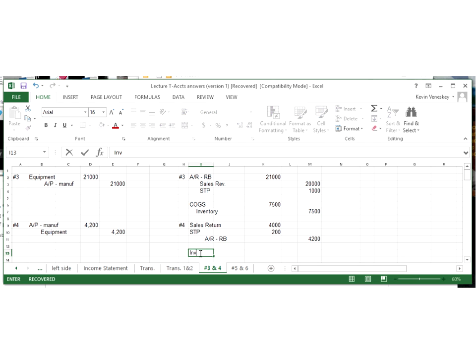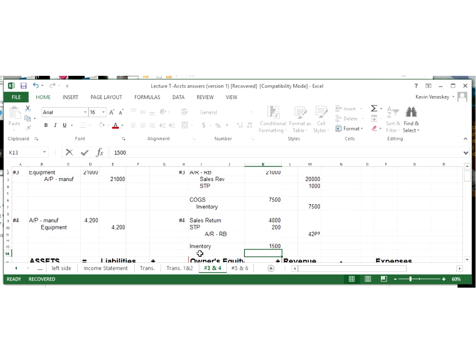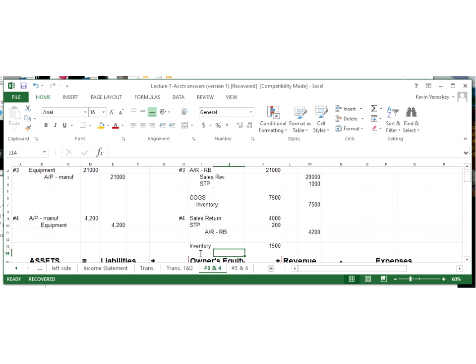And then when something is returned back to me, I'm going to debit my inventory for that $750, but there were 2 of them, so that would be $1,500. And I need to credit then my cost of goods sold to take $1,500 back off of the expense.